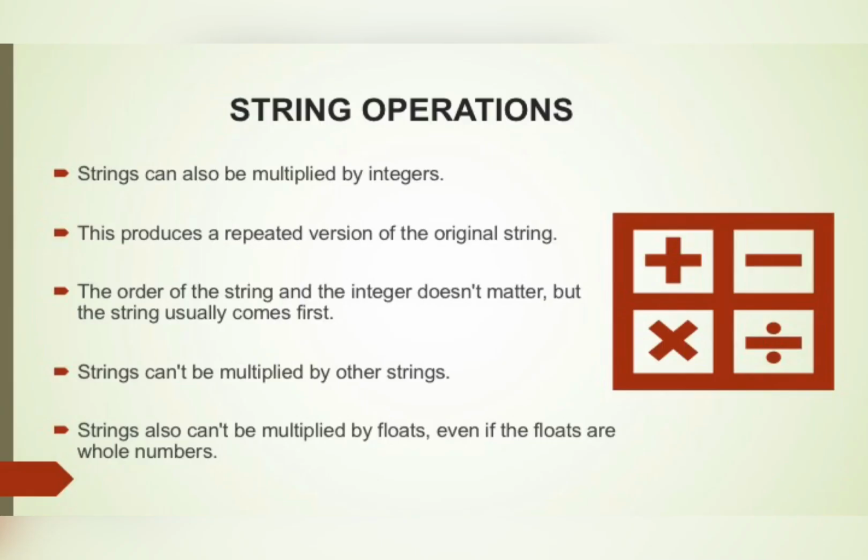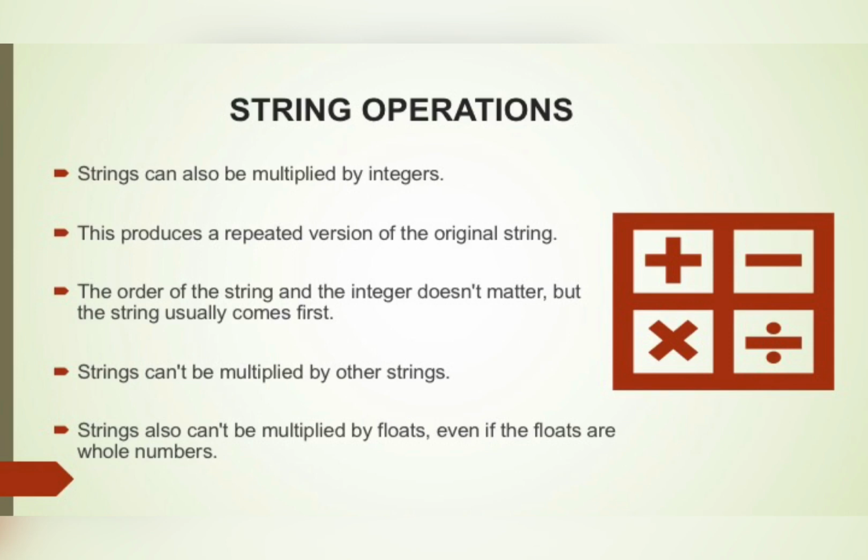Strings can also be multiplied by integers. This produces a repeated version of the original string. The order of the string and the integer doesn't matter, but the string usually comes first. Strings can't be multiplied by other strings. Strings also can't be multiplied by floats, even if the floats are whole numbers.